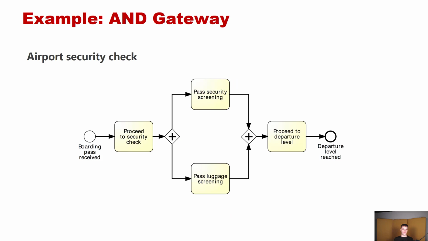To give you an example, let's take a look at an airport security check. So at the beginning, we are going to proceed to the security check. We have to do security screening and luggage screening. So the control flow of the process is going to split into two. And here we can first do the security screening and then luggage screening. But we could also do luggage screening and then security screening, as well as doing both of those activities at the same time. Finally, once both are done, the control flow is going to merge again. We are going to proceed to the departure level and finish the process execution.